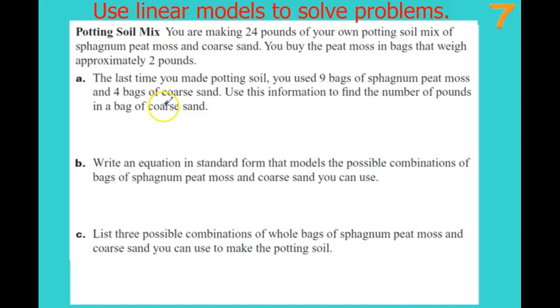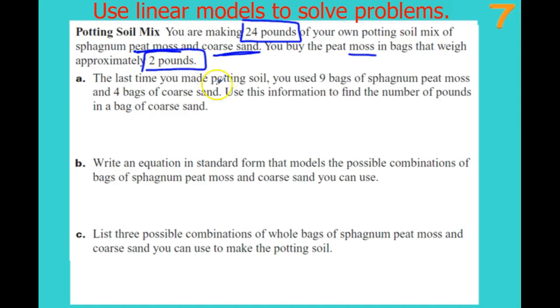Our last problem. It says, you are making 24 pounds of your own potting soil mix of sphagnum peat moss and coarse sand. You buy the peat moss in bags that weigh approximately 2 pounds. So we know just from that information, we have 24 pounds total of soil, and there are two parts, part peat moss and part sand. But we only know that the moss comes in 2-pound bags.